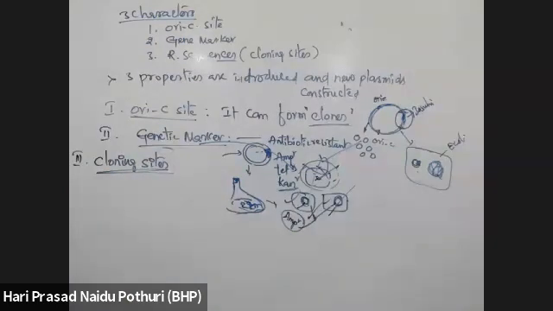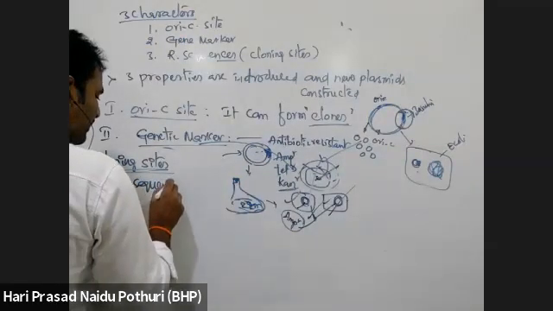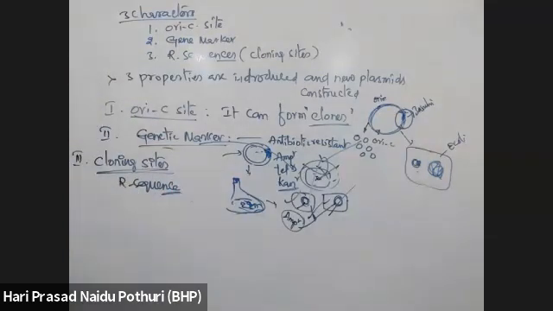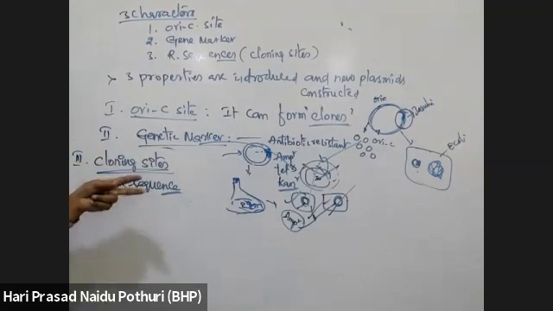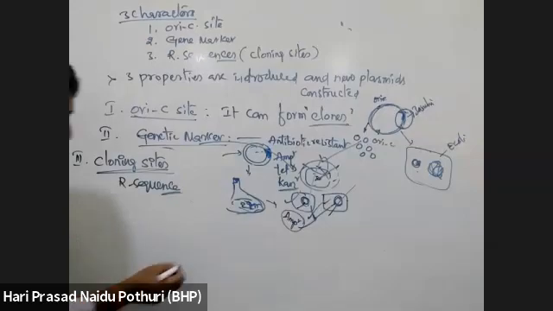Cloning site. What is a cloning site? A cloning site is nothing but a restriction sequence which is present in a vector. If a vector has a restriction sequence, then it is more useful. Why? We can use that enzyme. A restriction sequence means a sequence which can be broken by the restriction enzyme, and we can break that DNA and introduce a new DNA. Yes or no? But two important points we have to remember here.